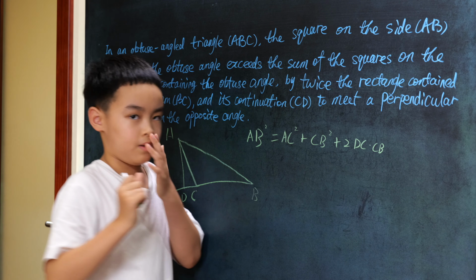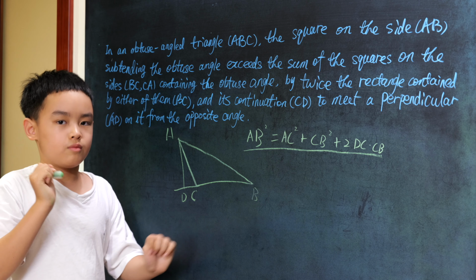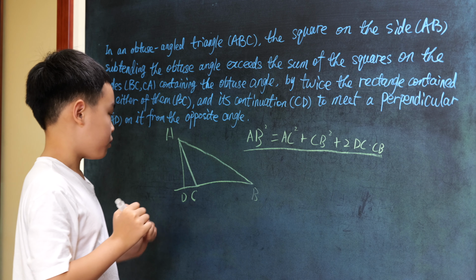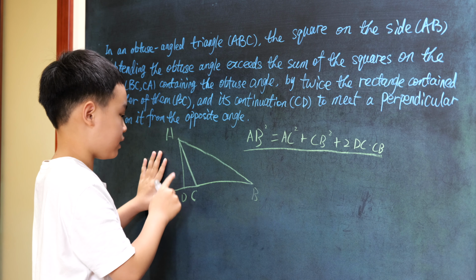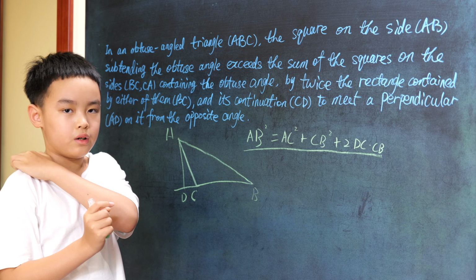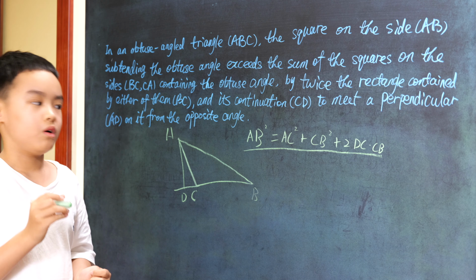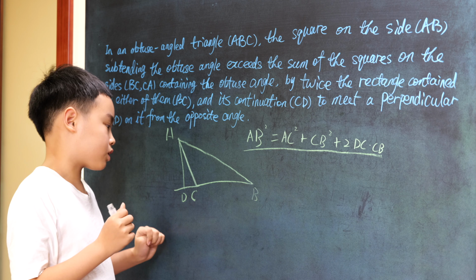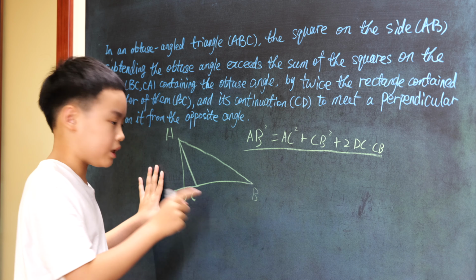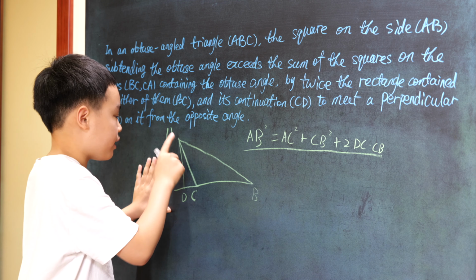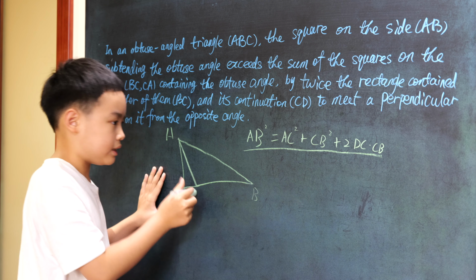Which makes this. And now let's prove it. First, we know that AD is perpendicular to DB, which makes triangle ADB a right-angled triangle. And triangle ADC is also a right-angled triangle, which means that we can get the square on AB is equal to the square on AD plus the square on DB, and the square on AC equals the square on AD plus the square on DC.